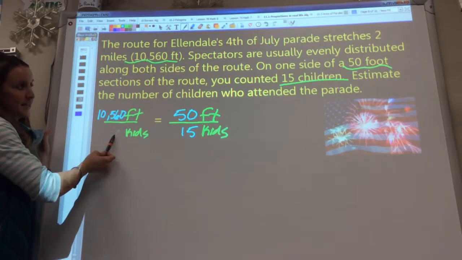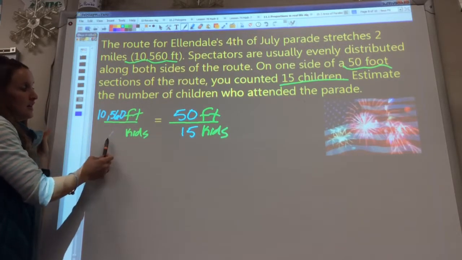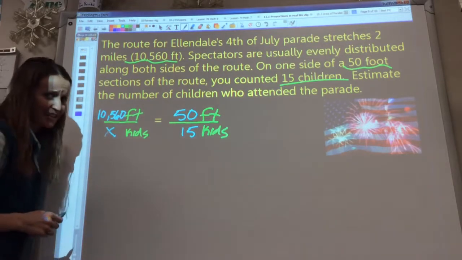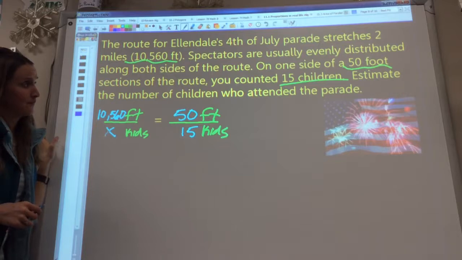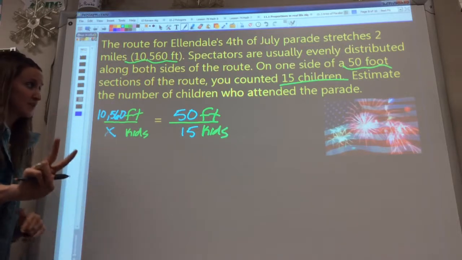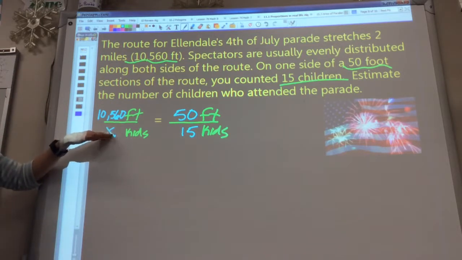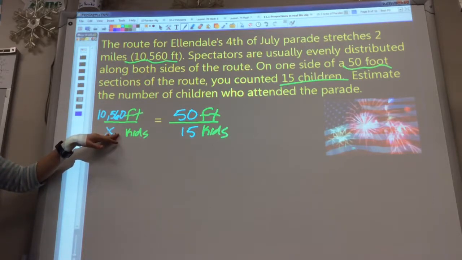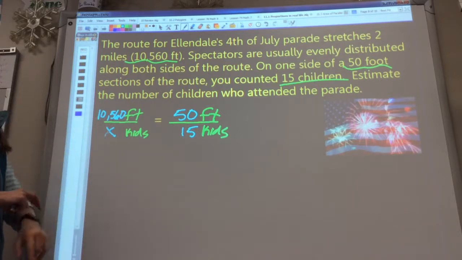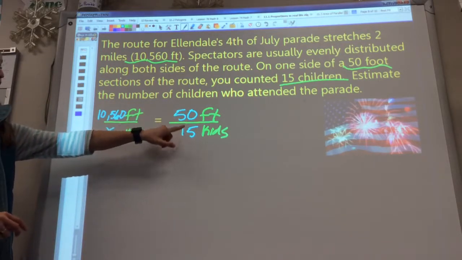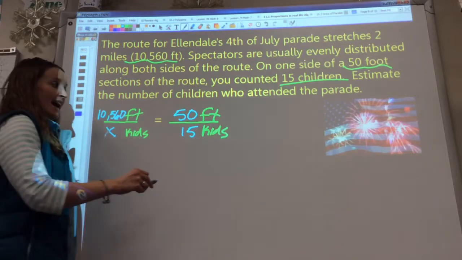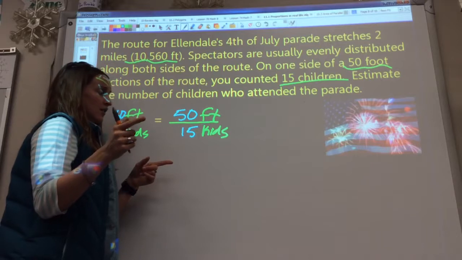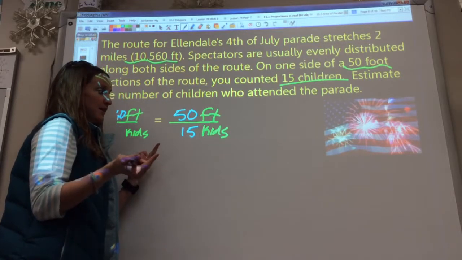Now, we don't know how many kids are total, but this is what I want to challenge you with. How many sides do we have of a parade? Well, there's going to be fans on both sides, right? And so we need to remember then, oh, well, if it's 2 miles, okay, there's actually 2 sides. So on one side of a 50-foot, there's 15 kids. So we should actually make 50 feet on both sides, okay? 50 feet on both sides would be 30 kids.